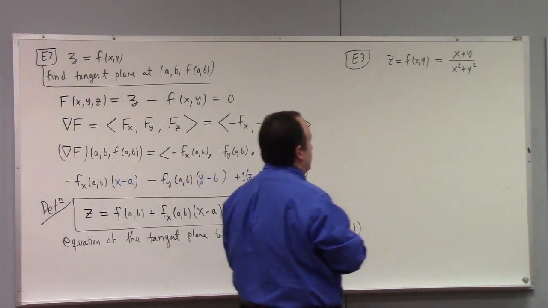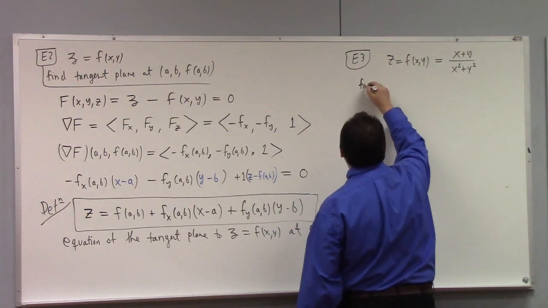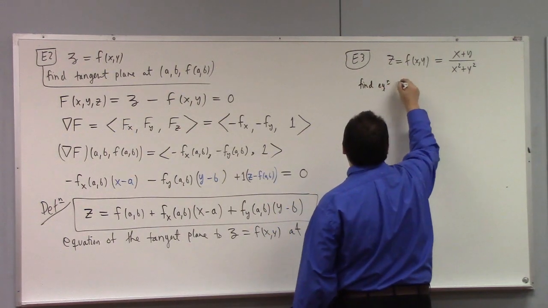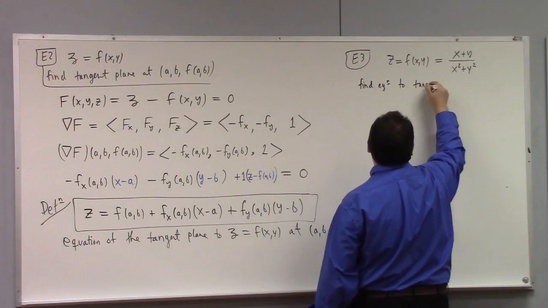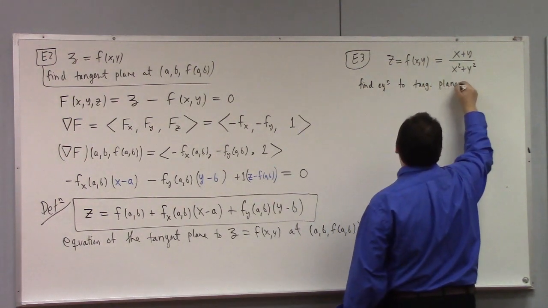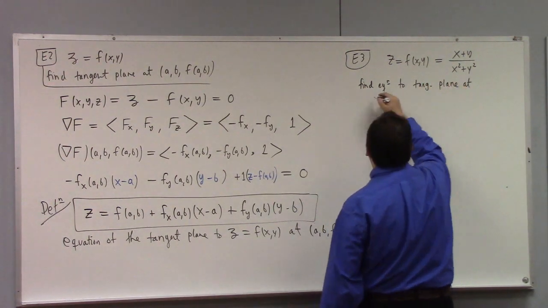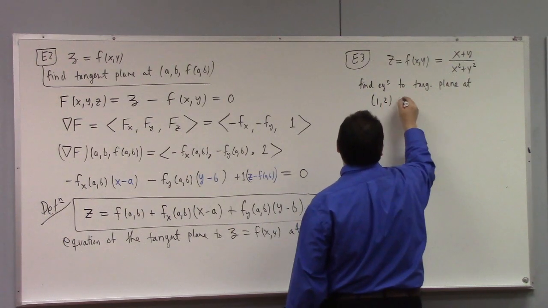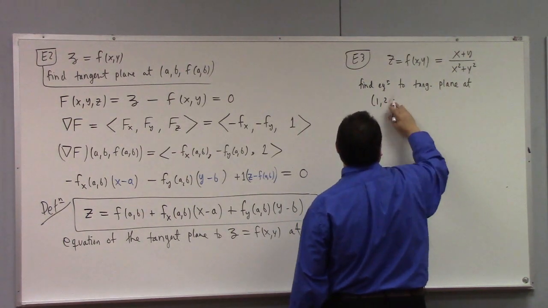And you guys give me a point. Let's see, find the equation of the tangent plane at, let's make it interesting, (1, 2). What's the z then?